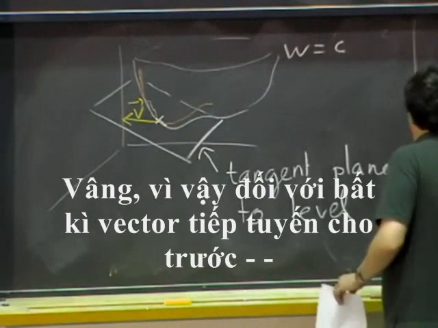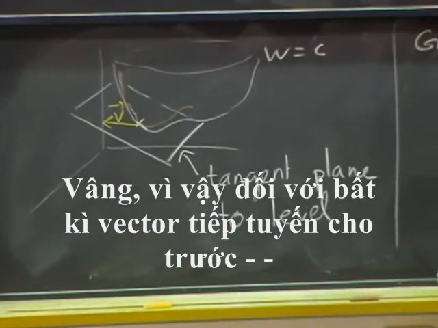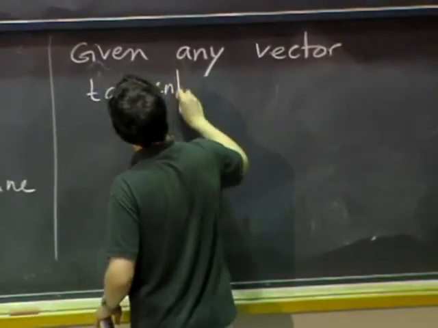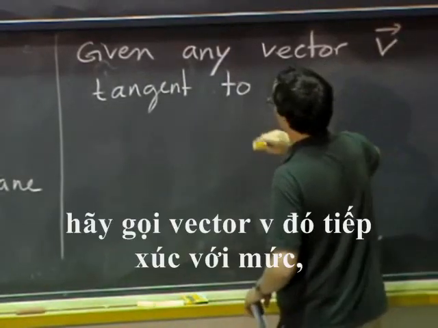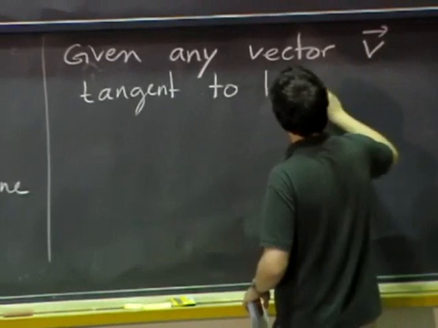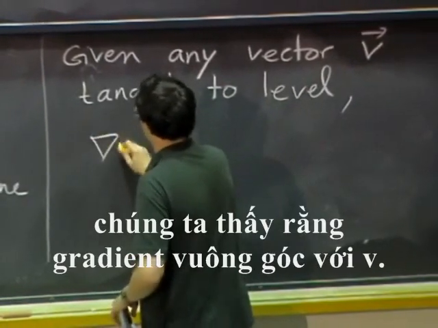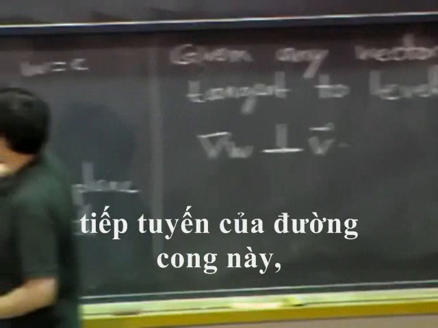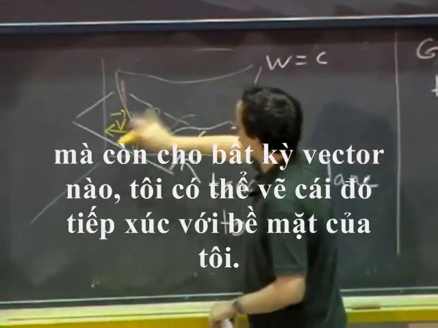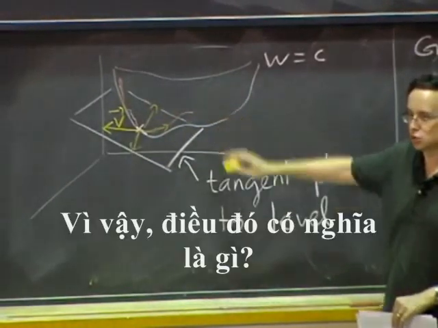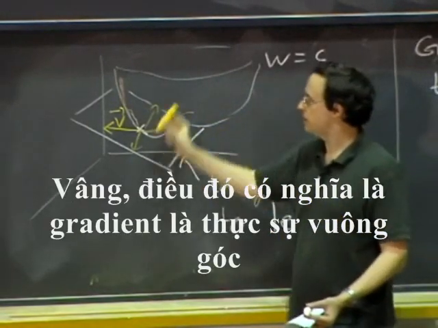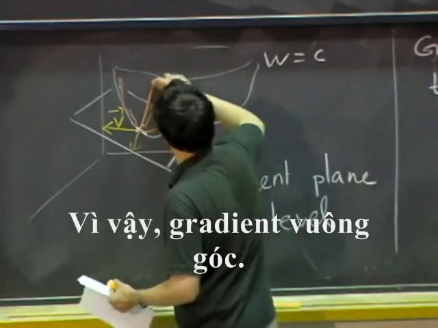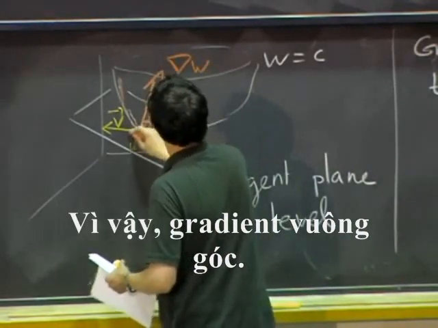Okay? So given any vector tangent, let's call that vector V, tangent to the level, we get that the gradient is perpendicular to V. So the gradient is perpendicular to this vector tangent to this curve, but also to any vector I can draw that's tangent to my surface. So what does that mean? Well, that means the gradient is actually perpendicular to the tangent plane or to the surface at this point. So the gradient is perpendicular.